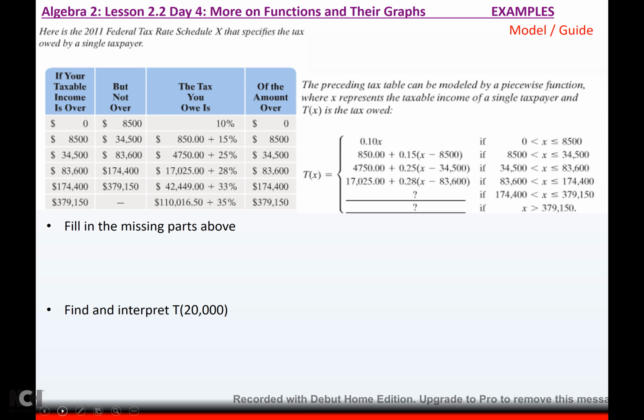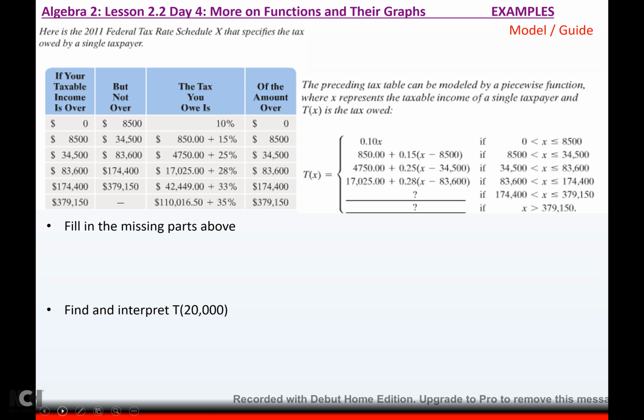All right. So here is a 2011 federal tax rate Schedule X that specifies the tax owed by a single taxpayer. I don't think anybody actually looks at tax charts anymore because everybody does TurboTax, which automatically does everything for you. But it's smart that you should know how a tax chart works when you get old enough. Well, some of you are already working. That means you're paying taxes.